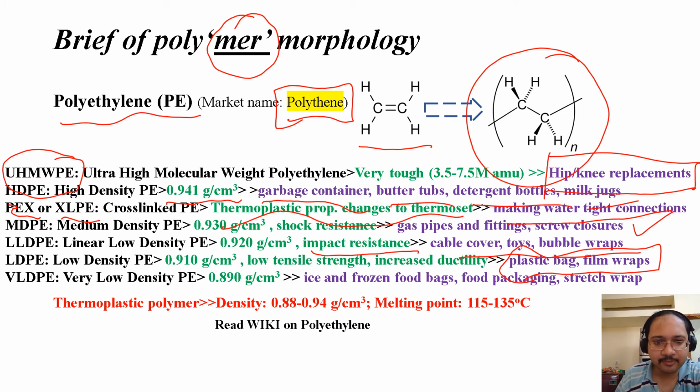Now thermoplastic polymers typically have a density from 0.88 to 0.94 gram per cc, which we see here, with a melting point of polyethylene 115 to 135 degrees Celsius. There is detailed information given in the wiki on polyethylene. I would request you to go through it on your own time.